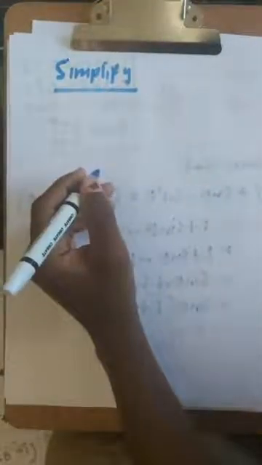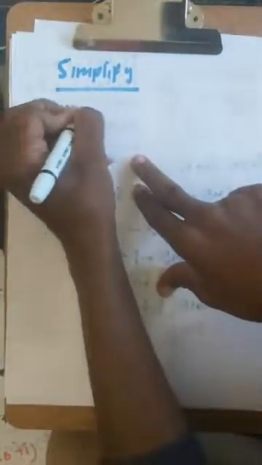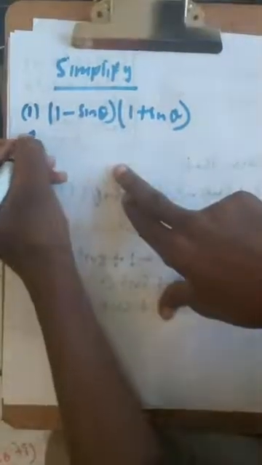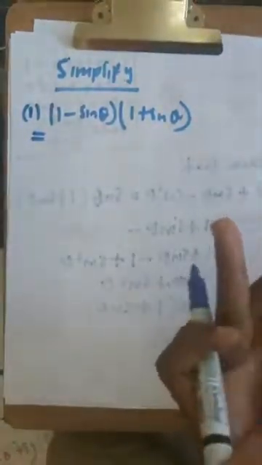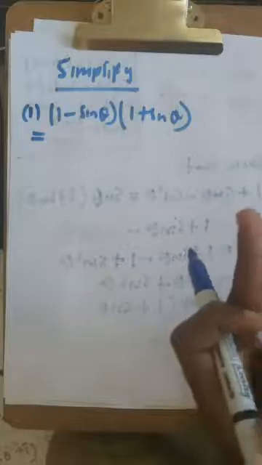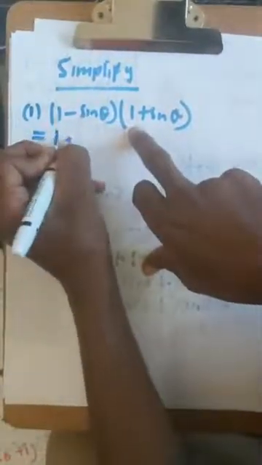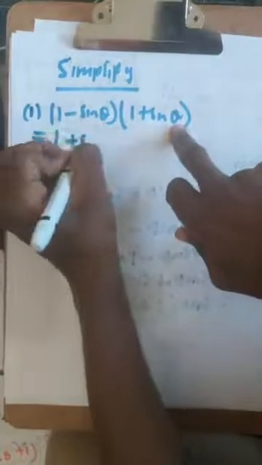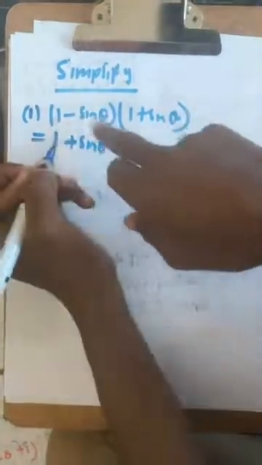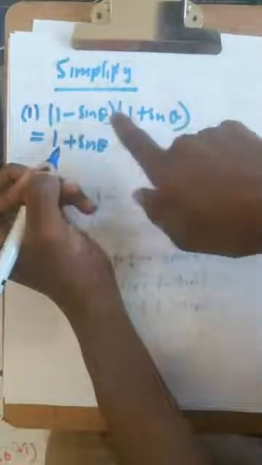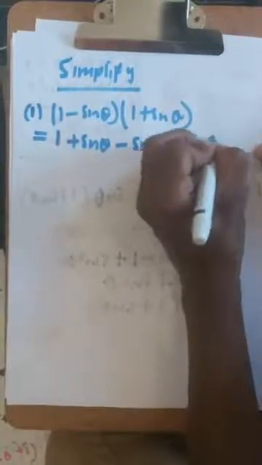So let's check the simplifying part of it. We want to simplify the following: 1 minus sine of theta, then 1 plus sine of theta. Once you are given something like this, you know I basically have to use FOIL. When I FOIL this one multiplied by this one, I get 1. This one multiplied by plus sine of theta gives sine of theta. This one minus gives minus sine of theta. Then this one multiplied by this one gives minus sine square of theta.